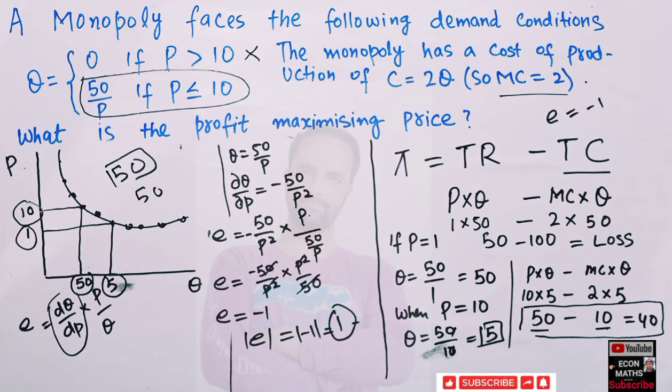So I repeat here, this is our rectangular hyperbola demand curve, and on this demand curve, total revenue remains the same, okay. I hope I make myself clear. It was a tricky question.